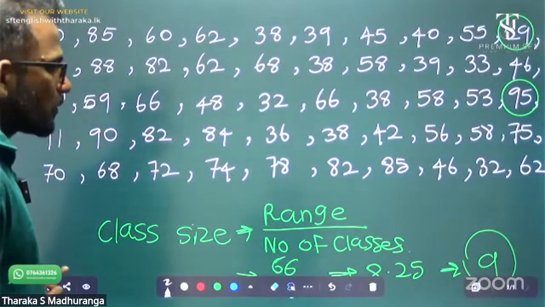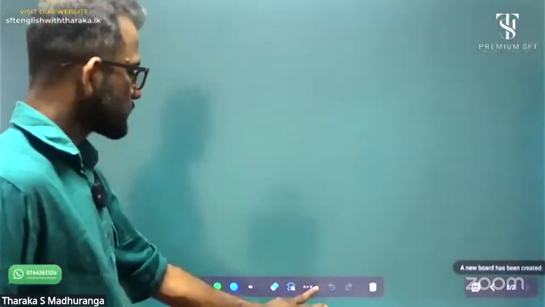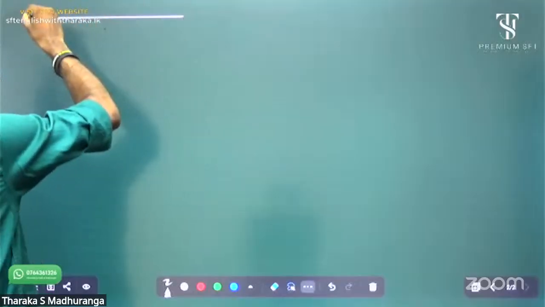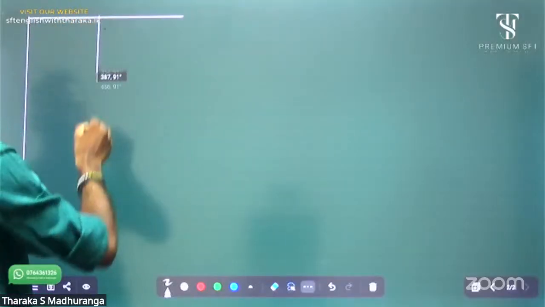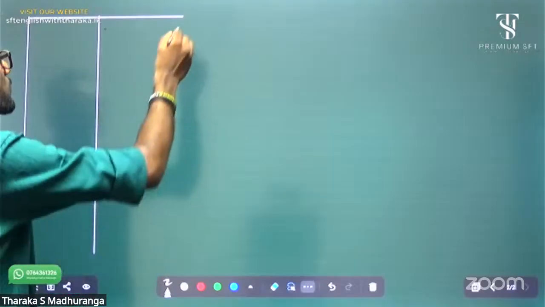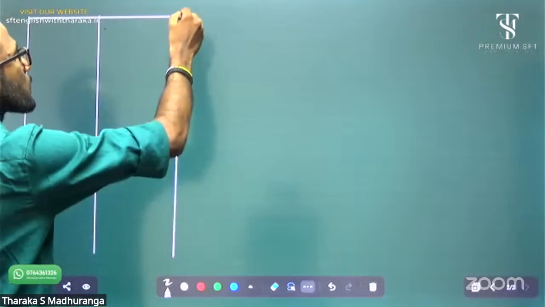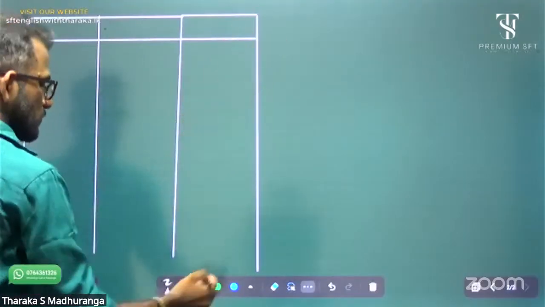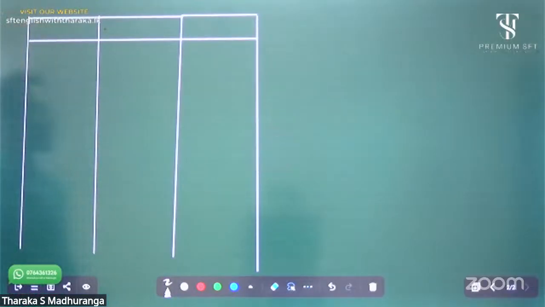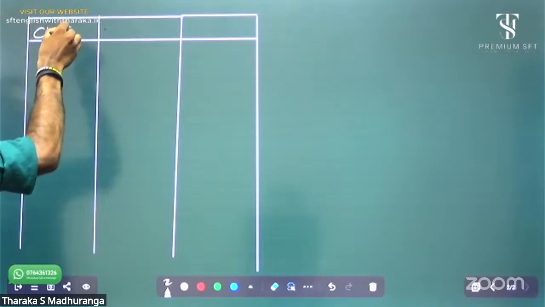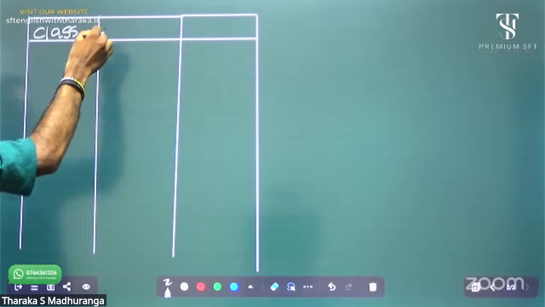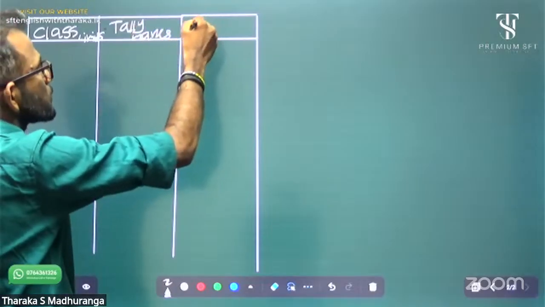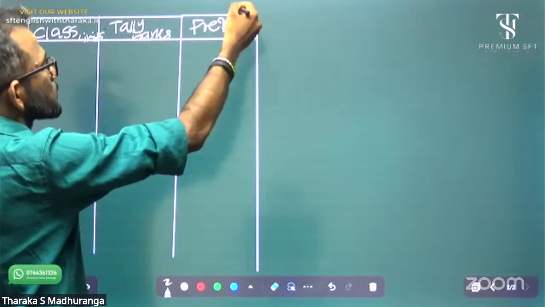Class size 9. Okay, if you got the class size, now you can draw the table. Now you can develop the table. You only need 8 groups, 8 classes. Okay, this is the class, so class limits. These are tally marks. And this is the frequency.